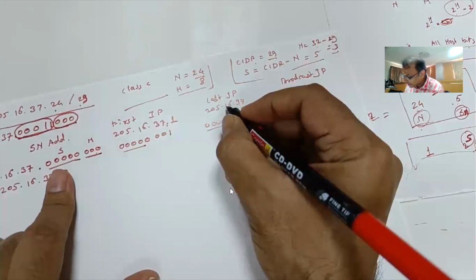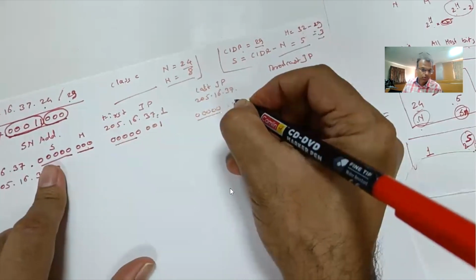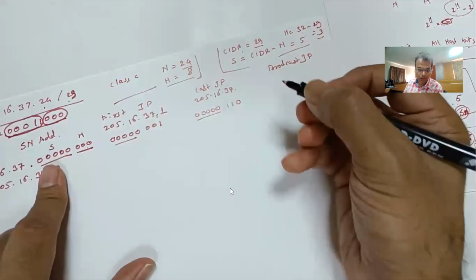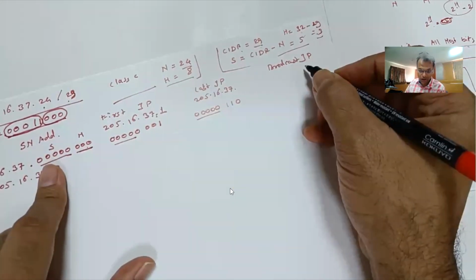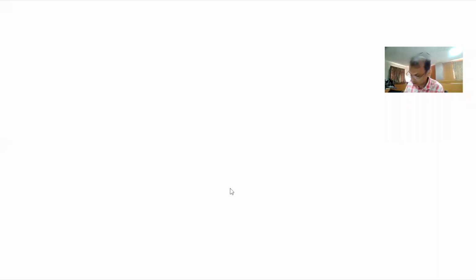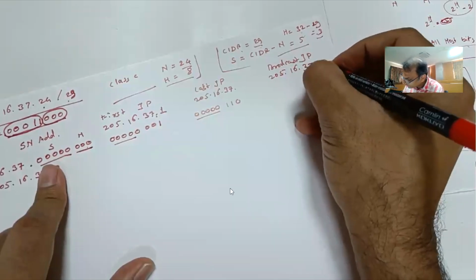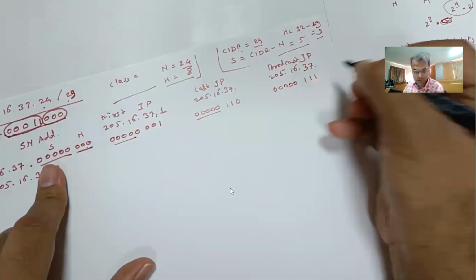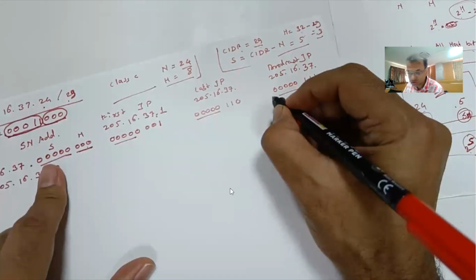Can I have the last IP address as 111? No, it has to be 110, because if it is 111, it becomes the broadcast address. So let me first write down the broadcast address that I cannot use as an IP address: 205.16.37.000000111. What is this value? The complete octet value?